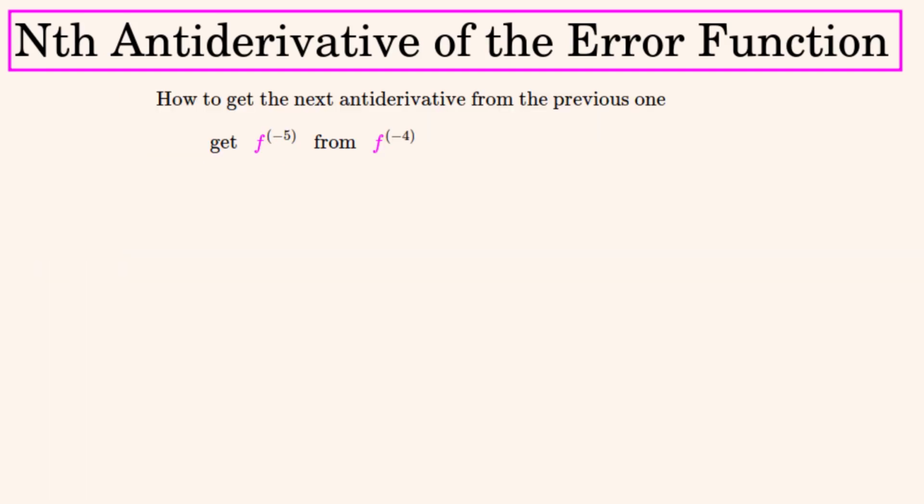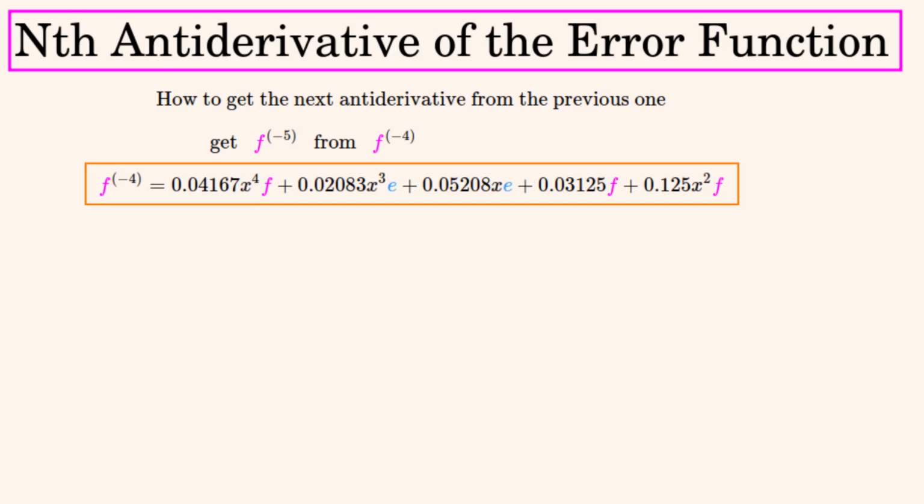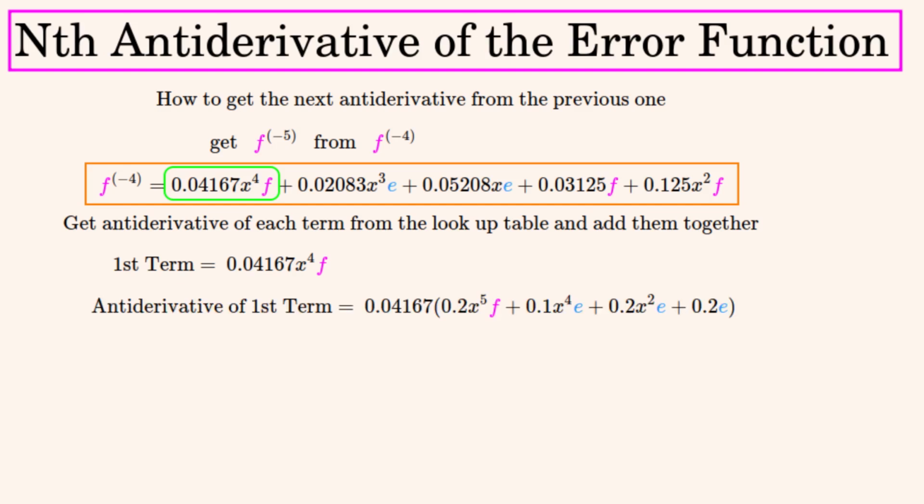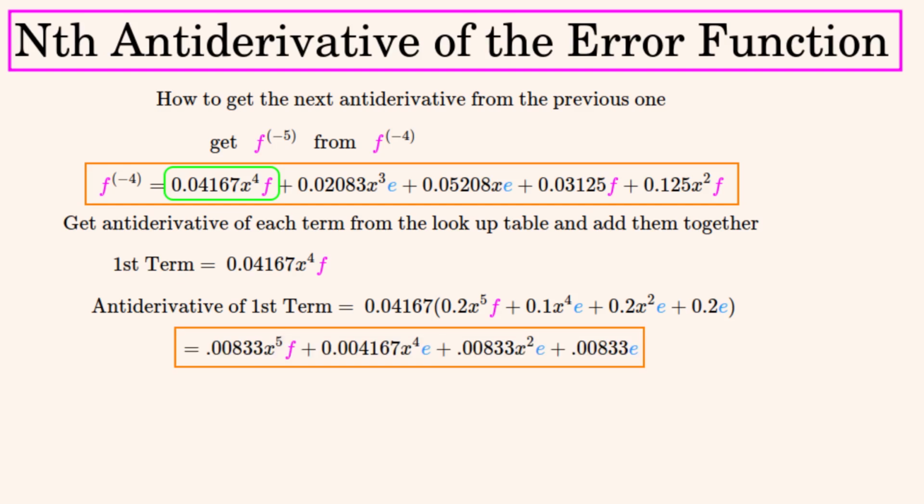So this is the algorithm that we'll be using to find the nth antiderivative of f. We'll use an example. We'll get the 5th antiderivative from the 4th. So this is the 4th antiderivative. We'll get the first term in this expression. We'll use the lookup table to find its antiderivative. We'll multiply it out, giving us this expression.